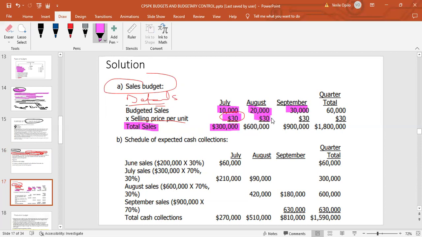We do the same for August. We are expecting to sell 20,000 units, each sold at 30, which gives a total sales revenue of 600,000. Then in September, we are going to have 30,000 units sold at $30 each. That gives us 900,000. So that is the total sales.